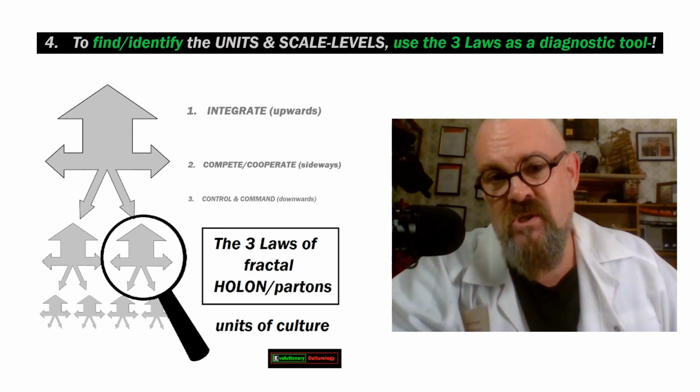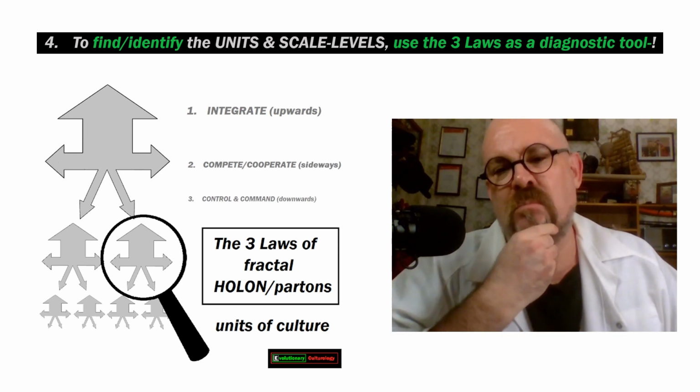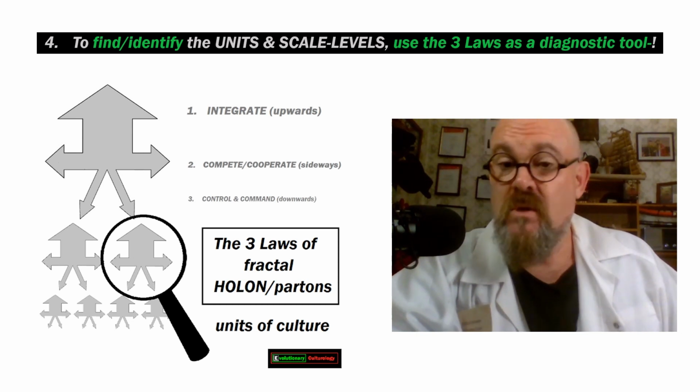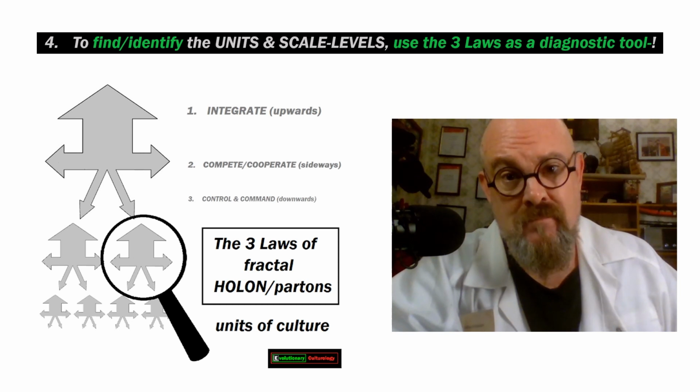Like so, there's a diagram communicating that idea. We have a larger unit up the top, made up of two smaller units, and we're zooming in on that second scale level there. That second symbol of the three laws of fractal Holon partons. So you can use it as a tool to find the units in any domain.